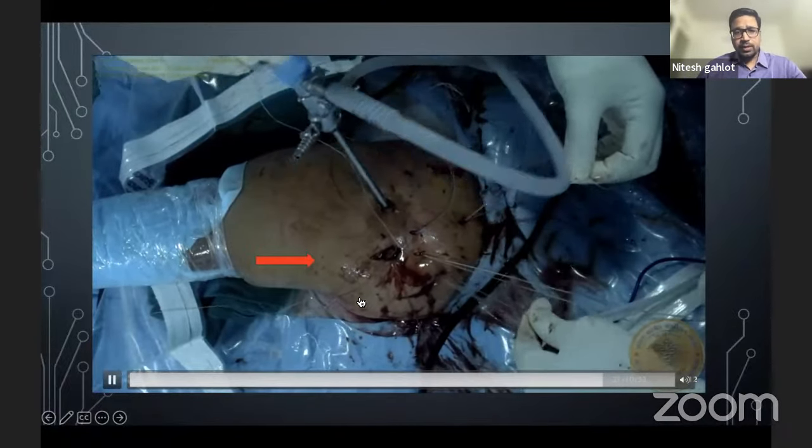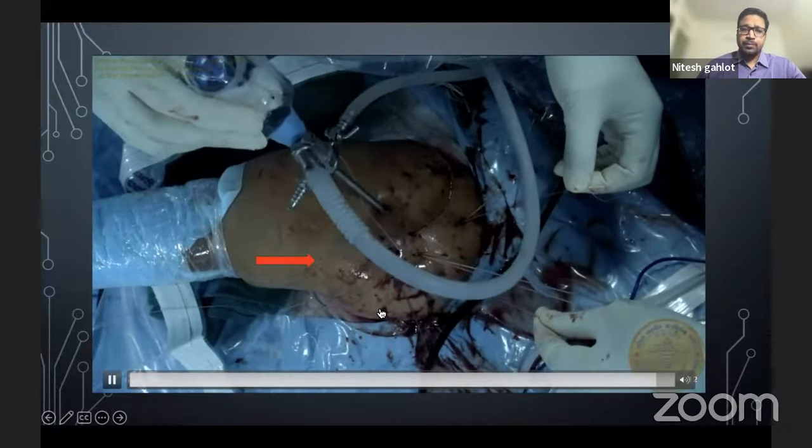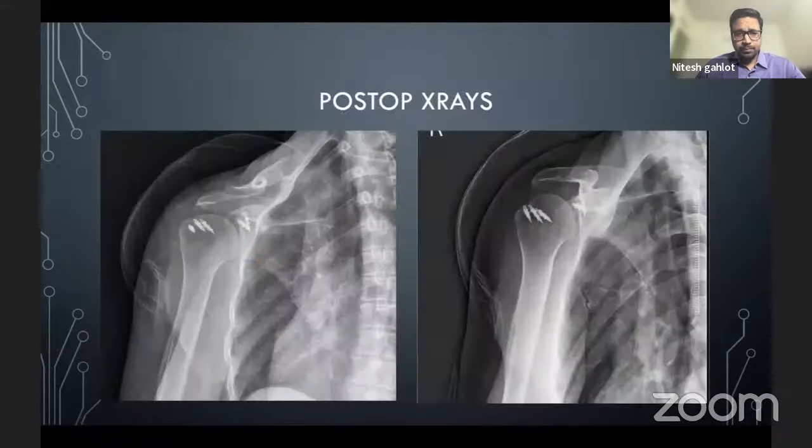fully seated. You can check intra-arthroscopically also, the graft is seated. So the next step is fairly simple. You tie all the knots, first the medial knots, then the lateral anchor knots, and the graft sits on easily.